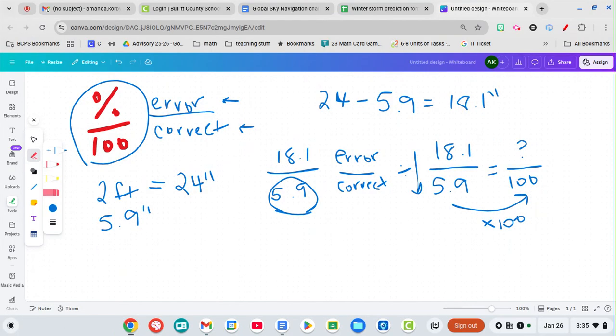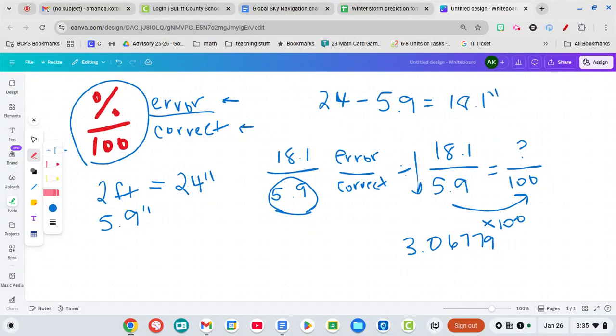What that will tell me is, if I do 18.1 divided by 5.9, that'll tell me whatever I need to multiply 5.9 by to get to 18.1. And that number is a long decimal, 3.06779. And it goes on some more after that, but we'll cut it off there.